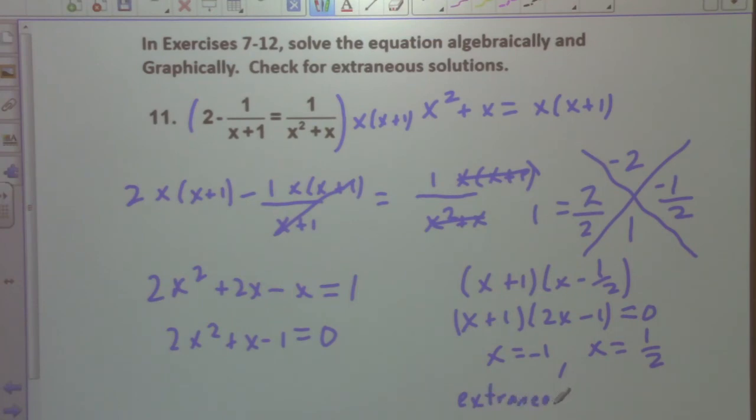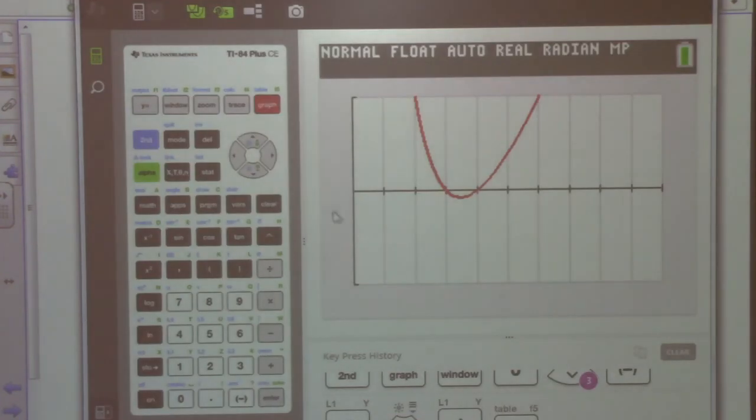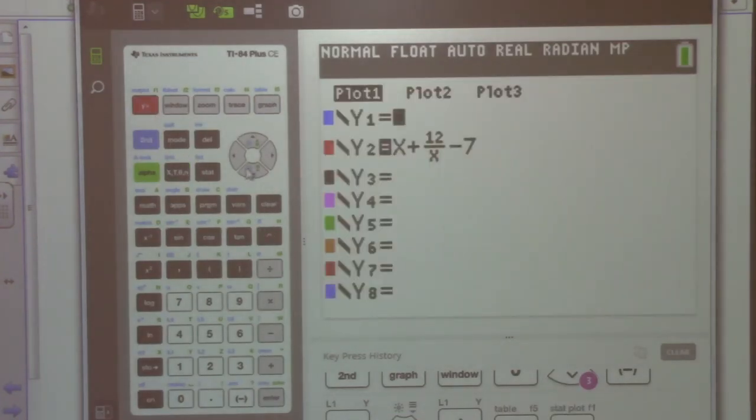Now, is 1/2 real or extraneous? If there is any solution, it's going to be real, right? And how can we test that? We can test that using our calculator, right? 2 minus 1 over x plus 1.